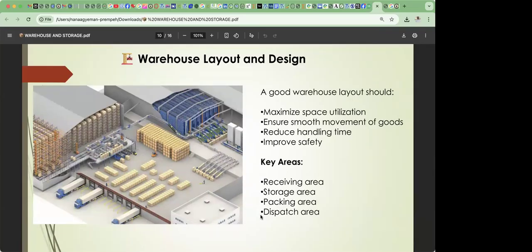Warehouse layout and design. I've mentioned this, how you lay out is very important so that you can maximize space utilization, ensure smooth movement, and reduce handling time. There's something called waste in movement, and waste in waiting. Sometimes the distance between where you will use a particular equipment and where you will be is important, so that you can have easy access to the equipment, use it, and then take it back. It's a very simple way of managing time. It's very important.